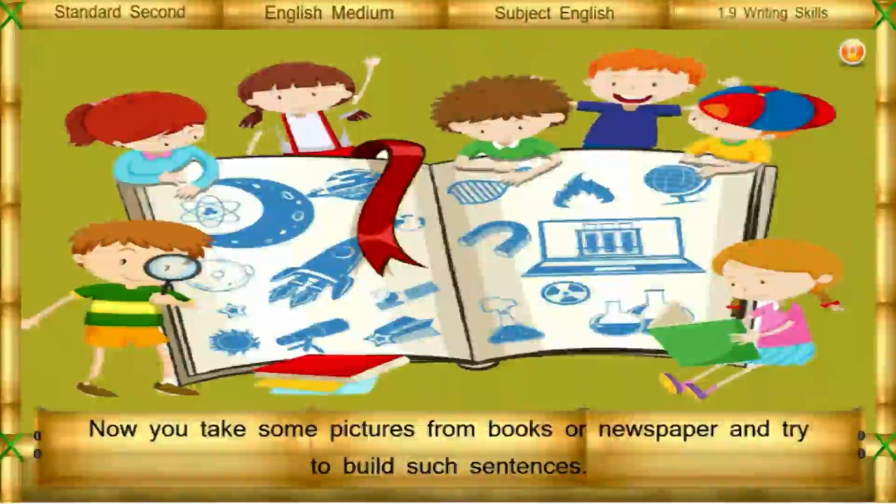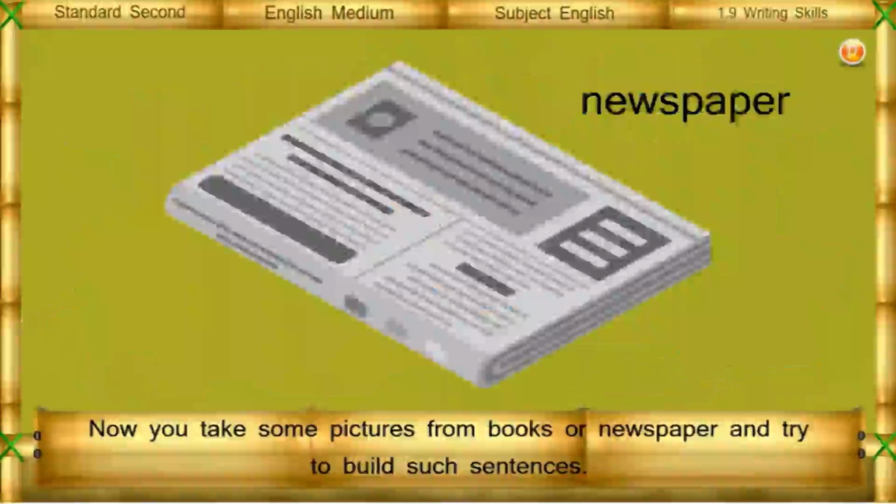Now, you take some pictures from the books or newspaper and try to build such sentences.